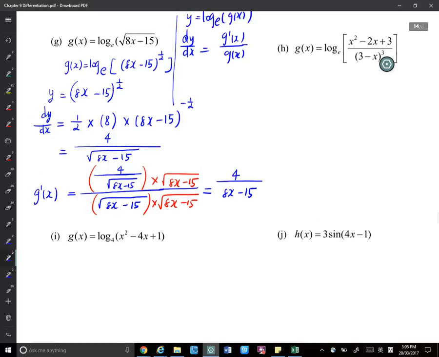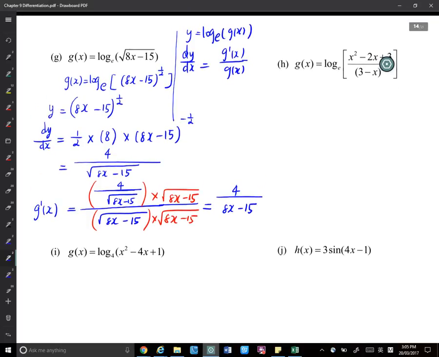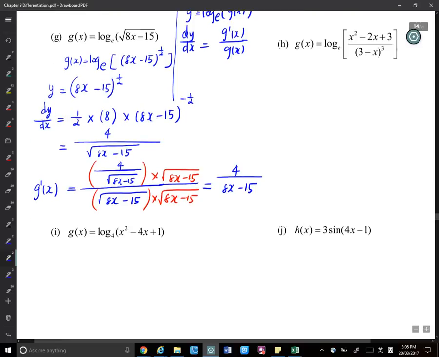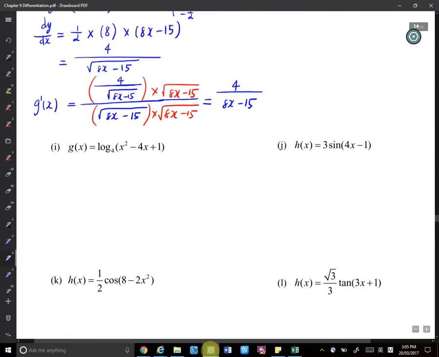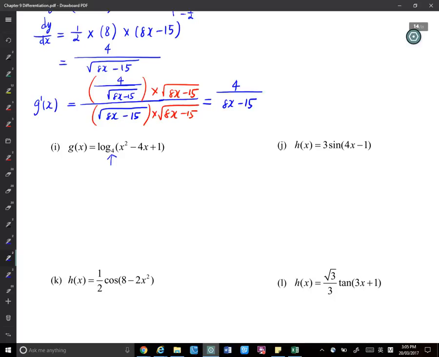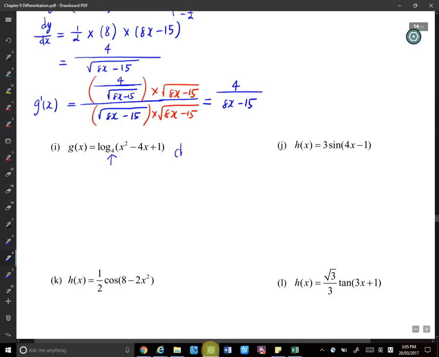I have done one log with you. I will need you to try the rest of that. Let me give you a hint here. Can you see this 4 here? This 4 is not the base. E is the natural base, so you need to use the change of base formula.